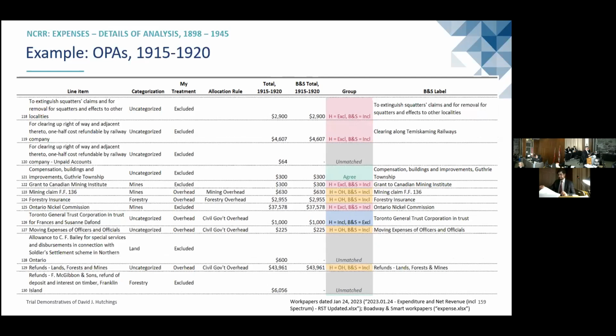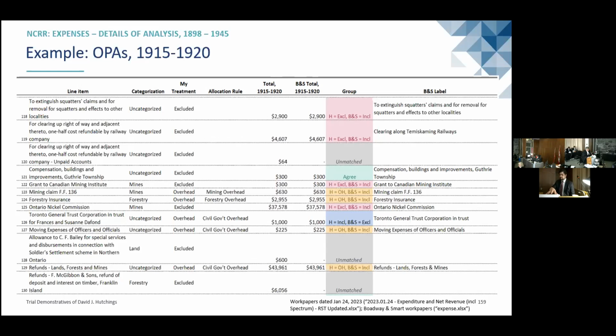Almost done. So now on to slide 159. This is the last one of this detail. The first item, 118, refers to extinguishing squatters' claims and removal of squatters and their effects to other localities. I exclude that because the squatters aren't paying anything. There's no direct Crown resource revenues. Professors Bodway and Smart include it.